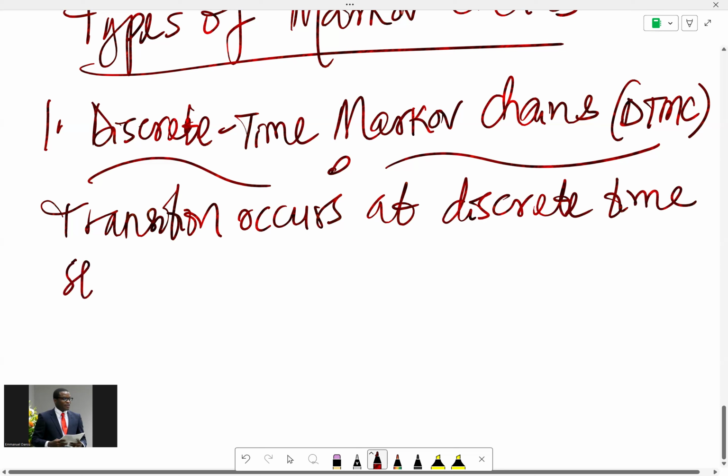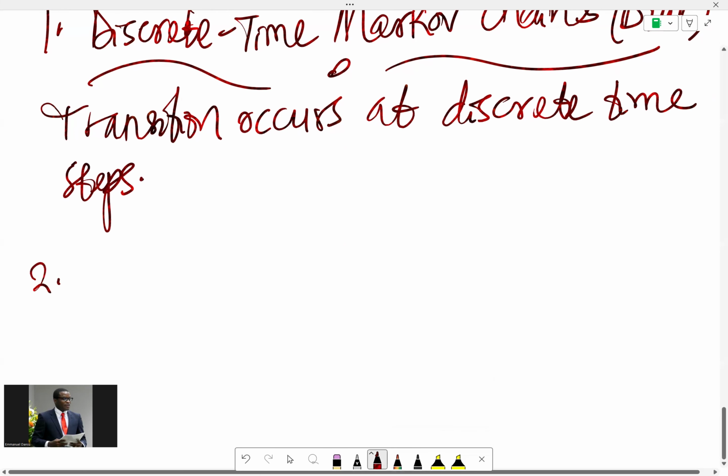Discrete time steps. When we say something is discrete, it is countable. So you can move from 1 to 3 to 7 and so on. That's discrete.